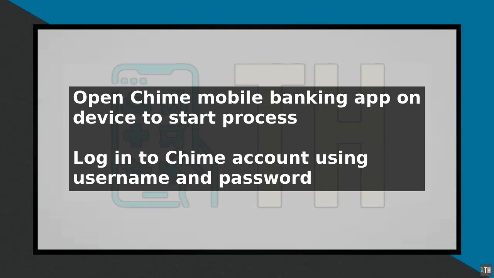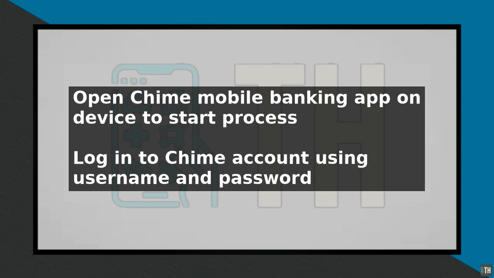To send money using Chime. Start by opening the Chime mobile banking app on your device. If you do not have the app, you can download it from the App Store or Google Play. Once you have the app, log into your Chime account using your username and password.